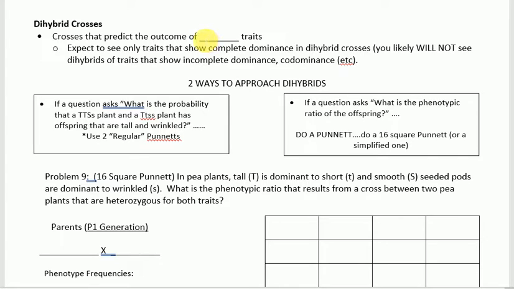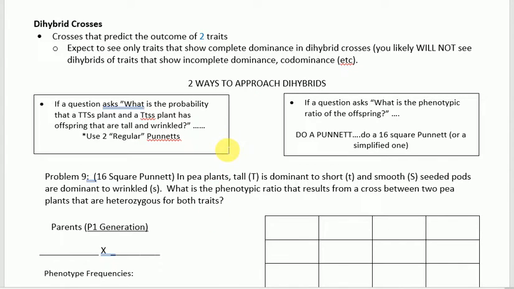So a dihybrid cross is a cross that is going to predict the outcome of two traits. When you're doing these, you should expect to see only the traits that show complete dominance in the dihybrid cross. You're not likely going to see dihybrids of traits that have incomplete dominance or codominance. So there's two ways that we can approach dihybrids.